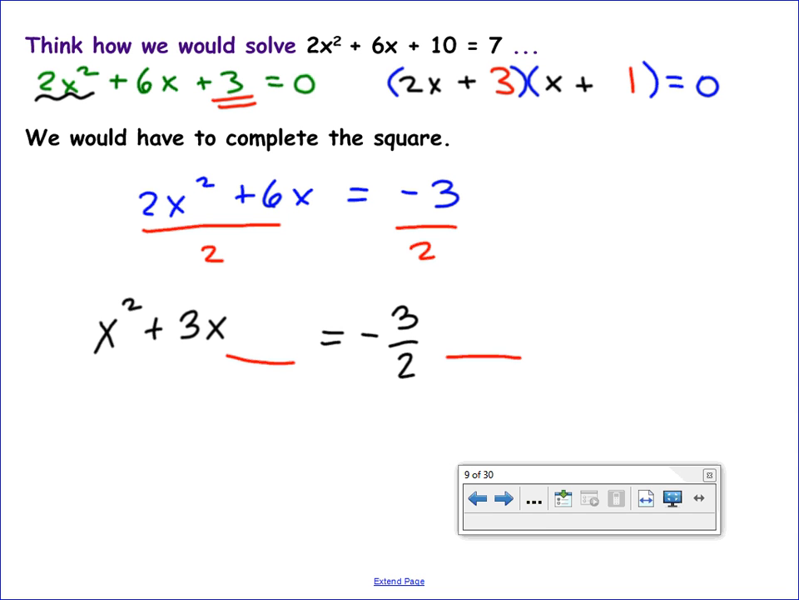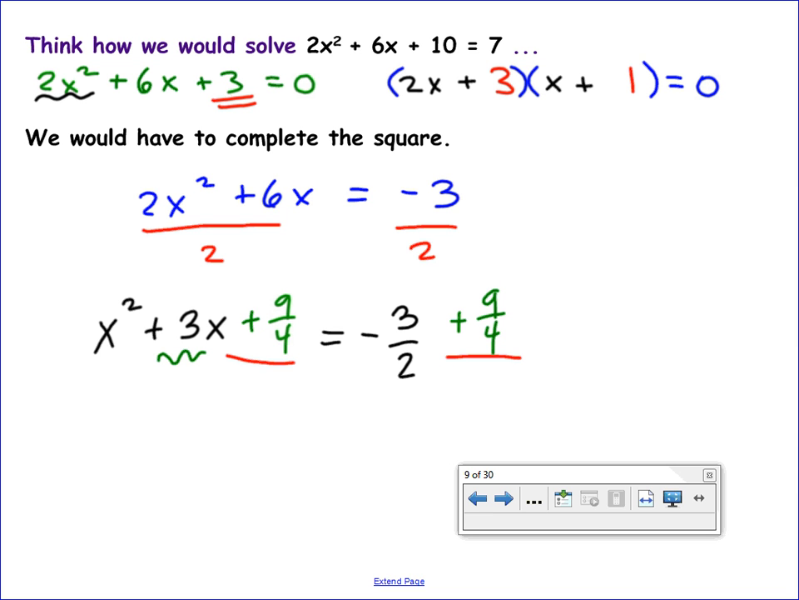In order to do that, remember our strategy. We considered the magnitude of my middle term, in this case 3. What's half of 3? 3/2, and then square it, and that's the special number I add to both sides. So 3/2 squared would be 3/2 times 3/2 is 9/4. So I'd add 9/4 to both sides.